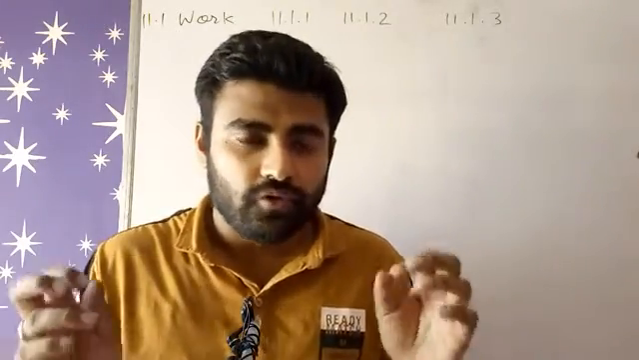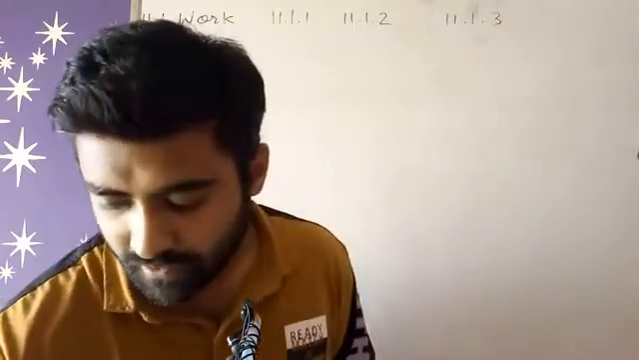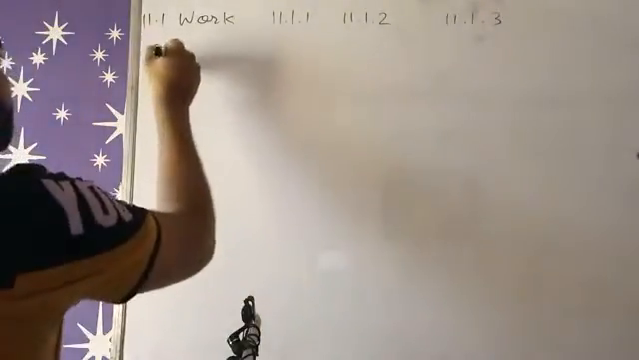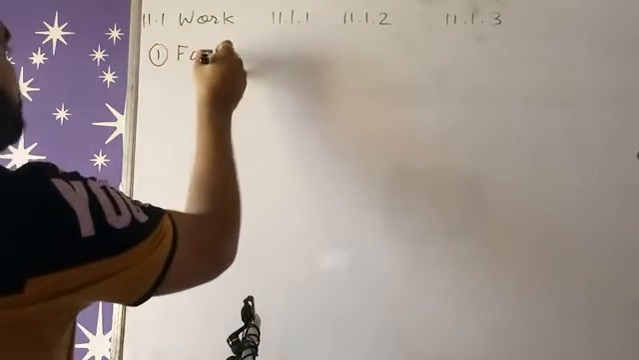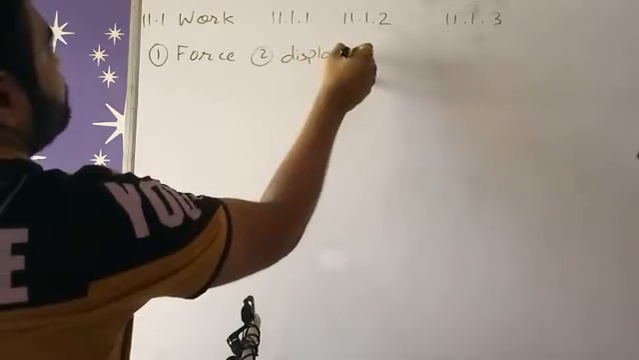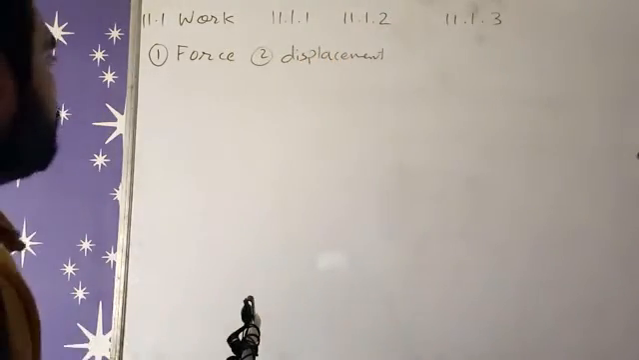So we have to focus on the two terms: direction and magnitude of force, and similarly direction and magnitude of displacement. Total four factors are there, but mainly we have two factors for work to be done. First, force, and second, displacement. So these are the main factors of work.